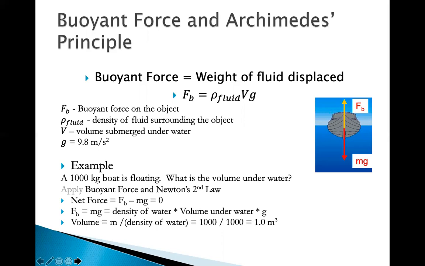For example, a 1,000 kilogram boat is floating. What is the volume underwater? This is also called the water line. Apply buoyant force and Newton's second law. So net force equals the buoyant force minus mg, that equals 0 because it's at rest. The volume then equals the mass divided by the density of water. So it's 1,000 divided by 1,000, that's 1 cubic meter.